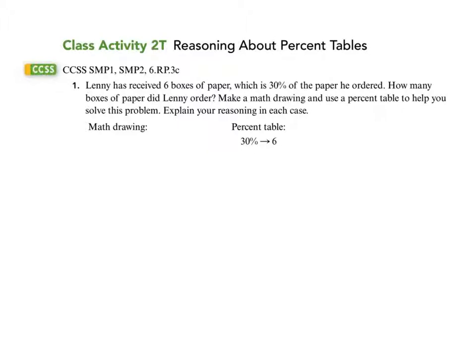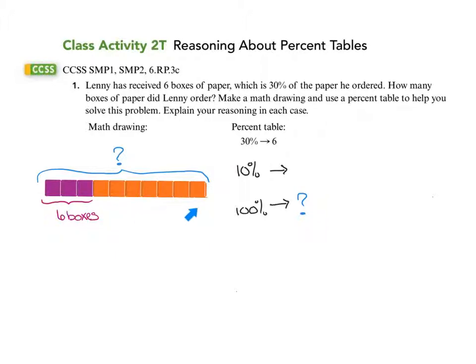And in this case, we know what 30% is. It represents 6 boxes. And we want to know what 100% would be. In the math drawing, you'll notice I have a rectangle split into 10 equal parts. This means each part represents 10%, because the whole would be 100%. Since 30% represents 6 boxes, 10, 20, 30% I have shaded in purple, and this represents the 6 boxes. So 3 of those parts together equal those 6 boxes.